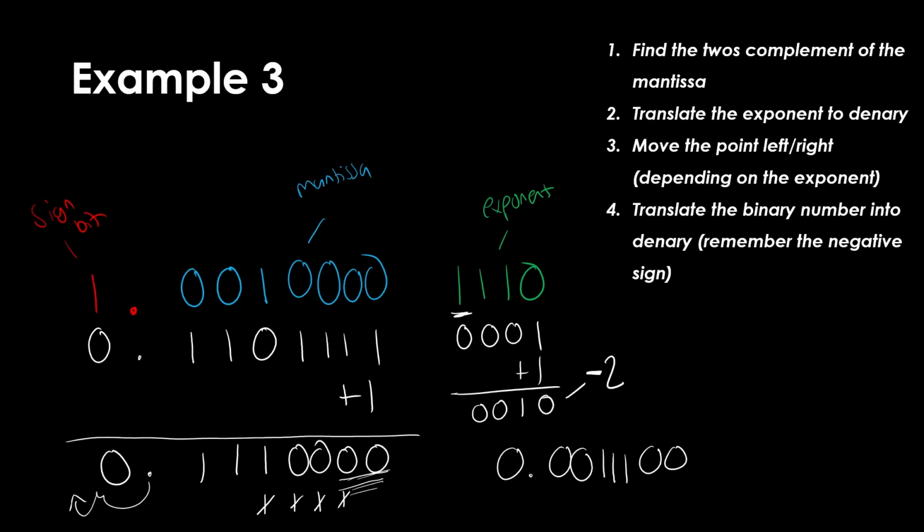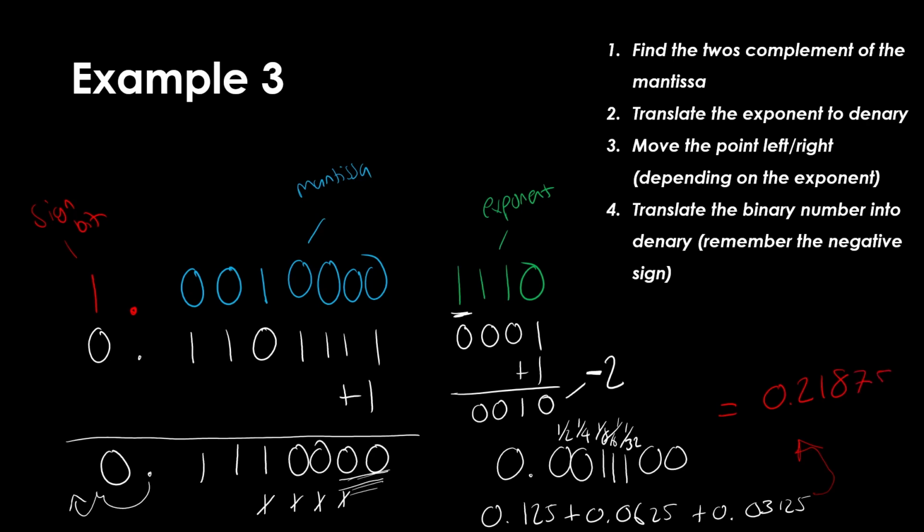So let's add our place value holders. So we should have a half, a quarter, an eighth, a 16th, and a 32nd as well. So let's work this out. It should be 0.125 plus 0.0625 plus 0.03125, which gives 0.21875, and of course we must add the negative sign there as well, and that's our final answer. So well done if you got that right.